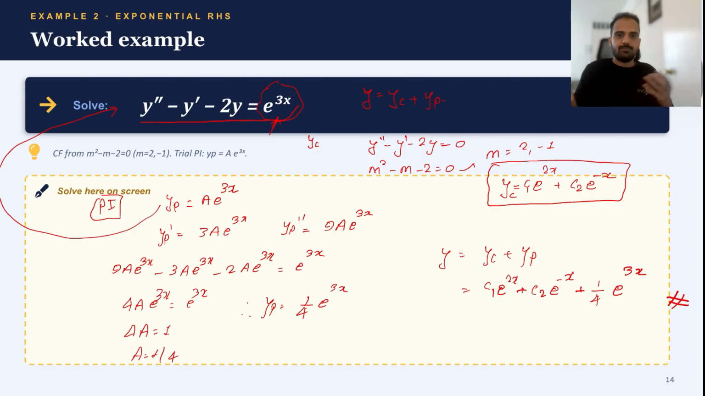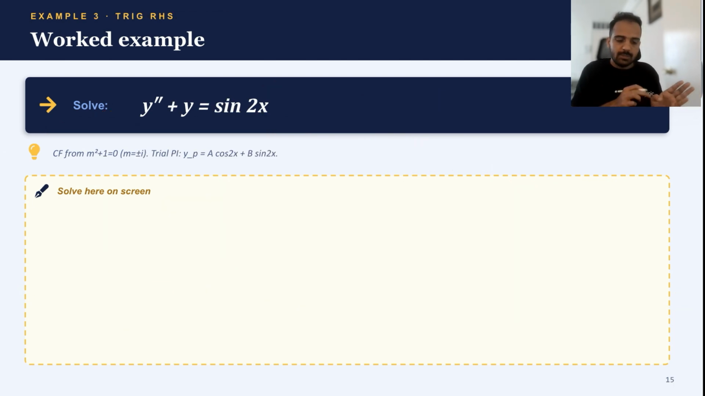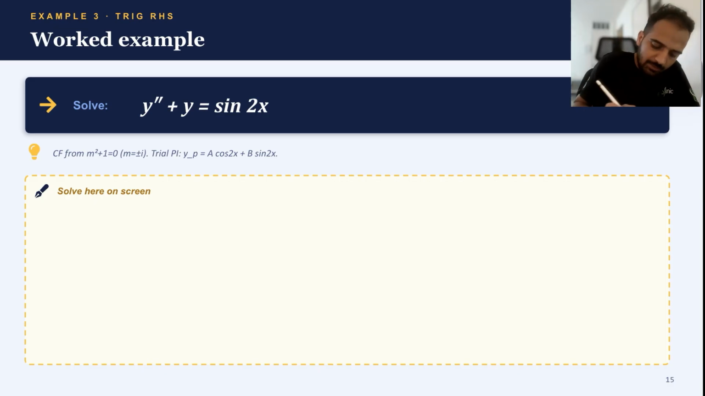This is quite easy. This is now easy. So that's it. This is the final solution. So what if you have the forcing term in the form of a harmonic function, sine or cosine? So here everything is similar, just the forcing term is different.